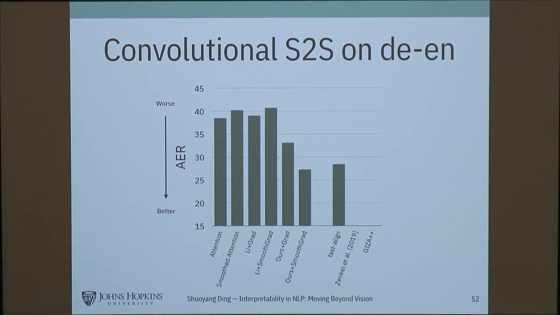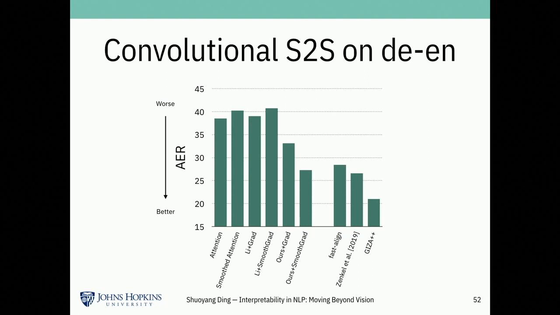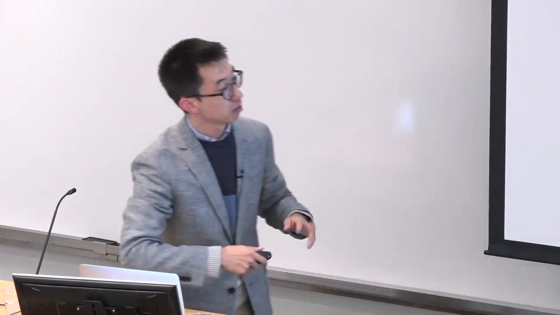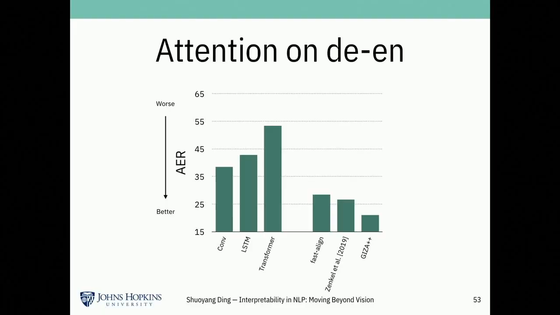So that's notable. But honestly, if you look at stronger standalone interpretation models, such as adding an extra module to do alignment on top of the transformer, or if you deploy GIZA++, which is a slower but stronger alignment model, we're not doing better than that. All right, so that's one group of results.